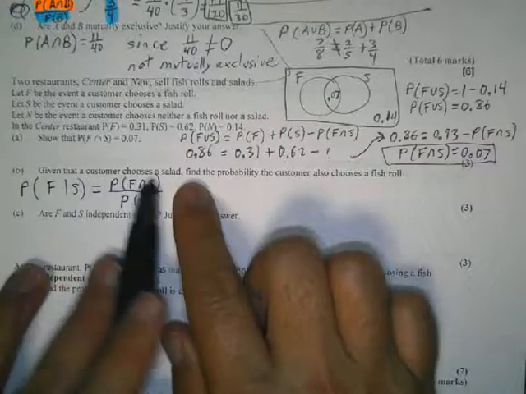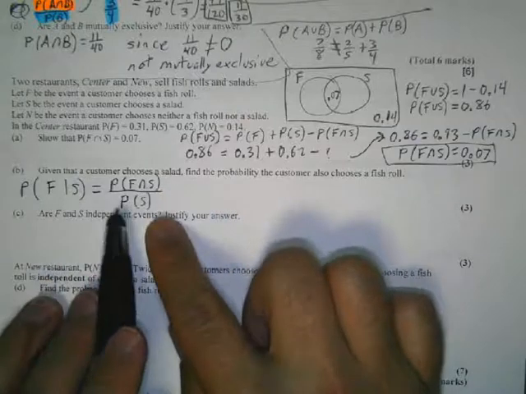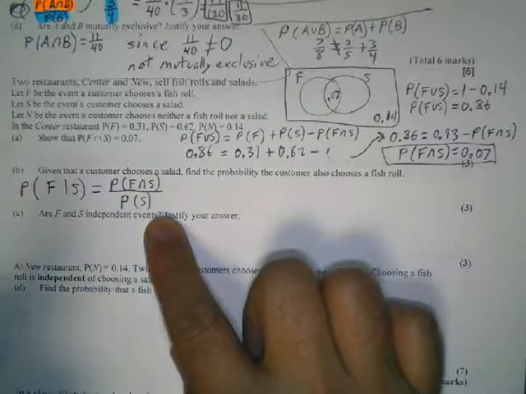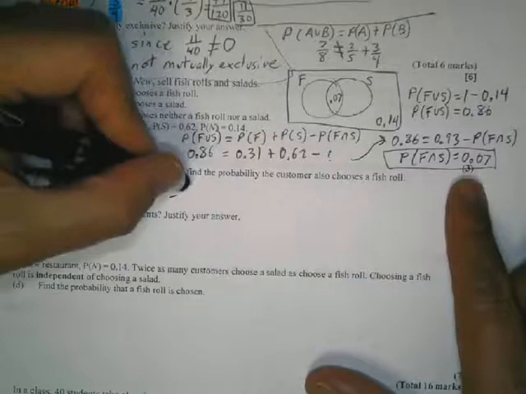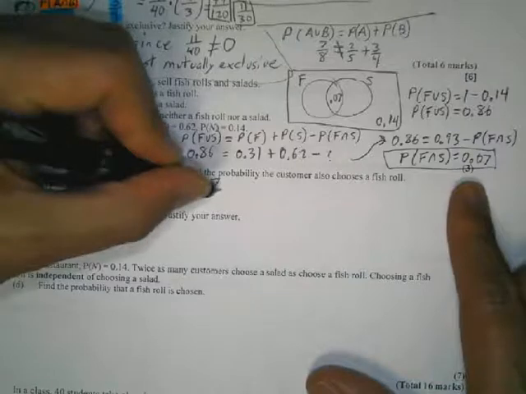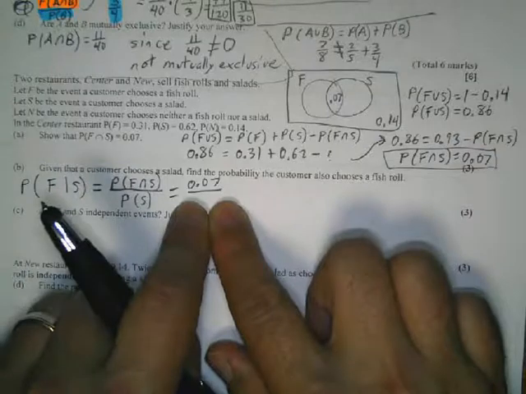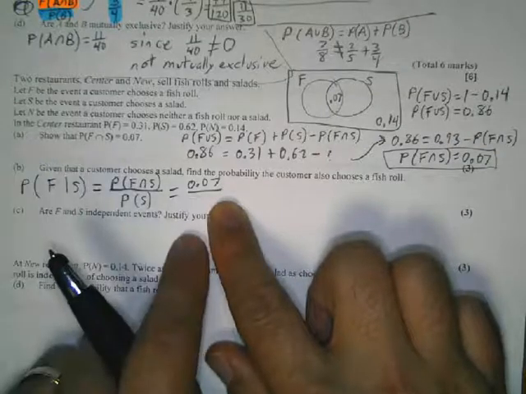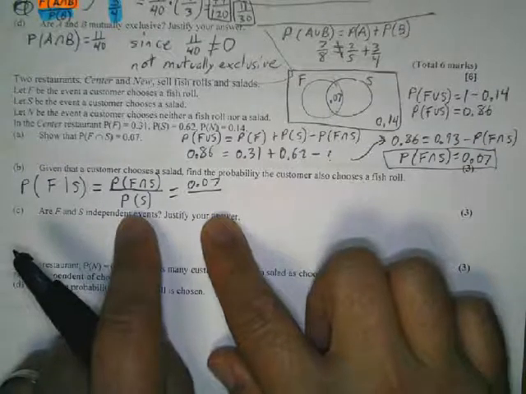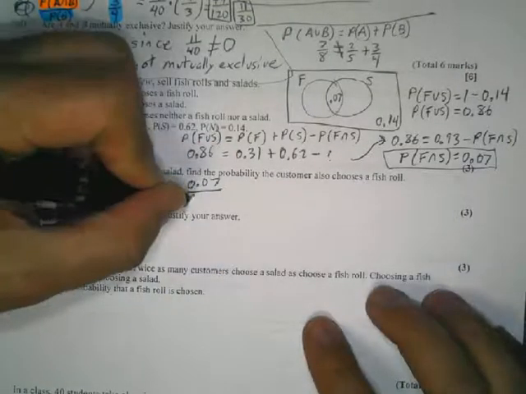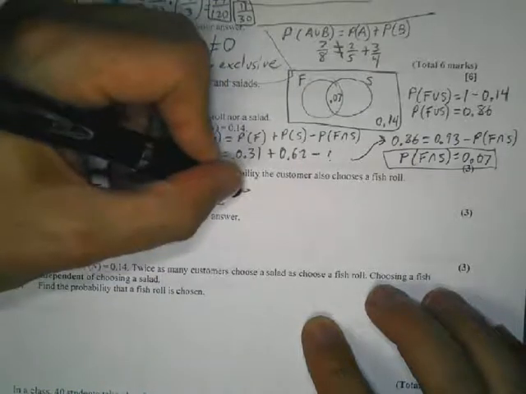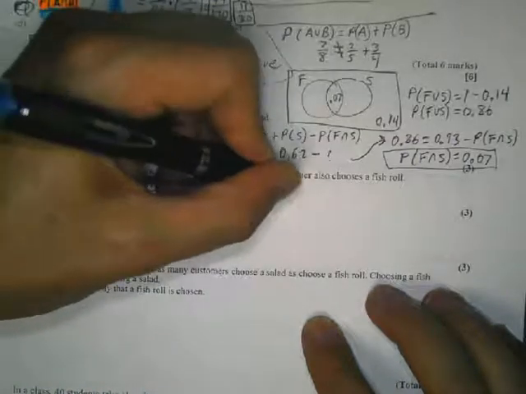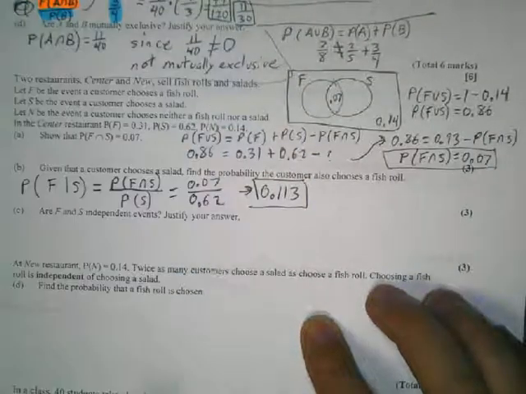So we've got my numerator, which is the intersection of the two, and the denominator, which is choosing salad. We know this intersection is 0.07. Even if we didn't know how to do question A, we still know the intersection is 0.07 because they told you. And the probability of S is 0.62. So you can simplify that and you should get 0.113, three significant figures with your calculator.